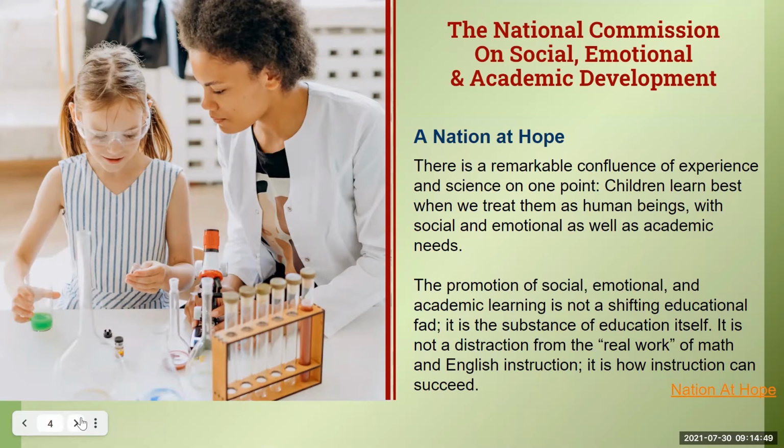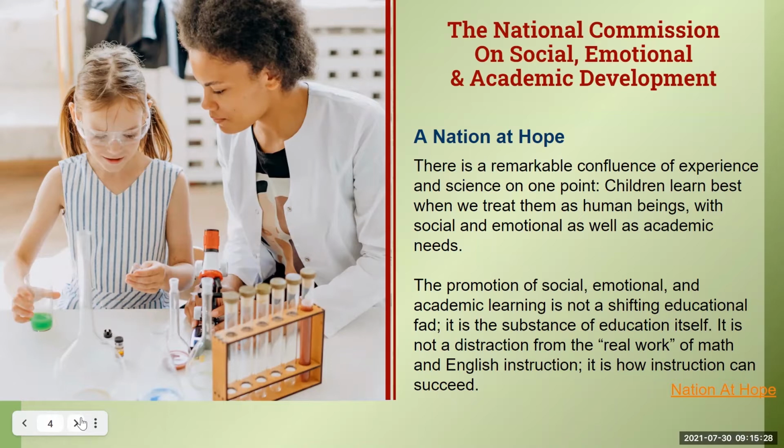A Nation at Hope says, there's a remarkable confluence of experience and science on one point. Children learn best when we treat them as human beings with social, emotional, as well as academic needs. I hate to say that we have to treat them as human beings, because I would hope that all of us would treat our students as human beings. But again, some people don't consider those social emotional needs and are just considering those academic needs of kids. And we really have to look at that whole child.